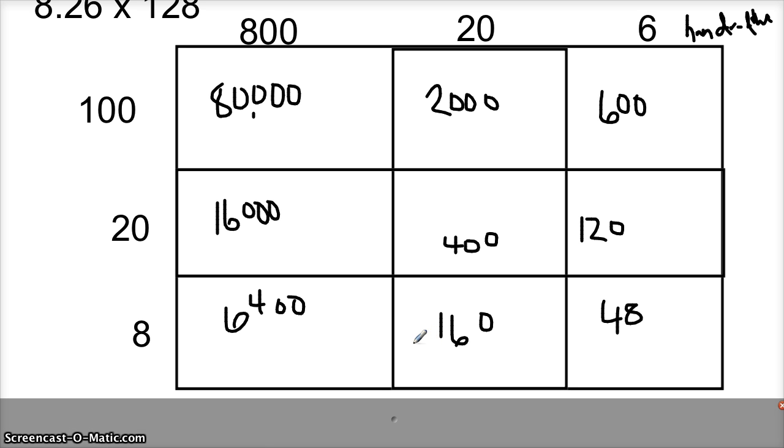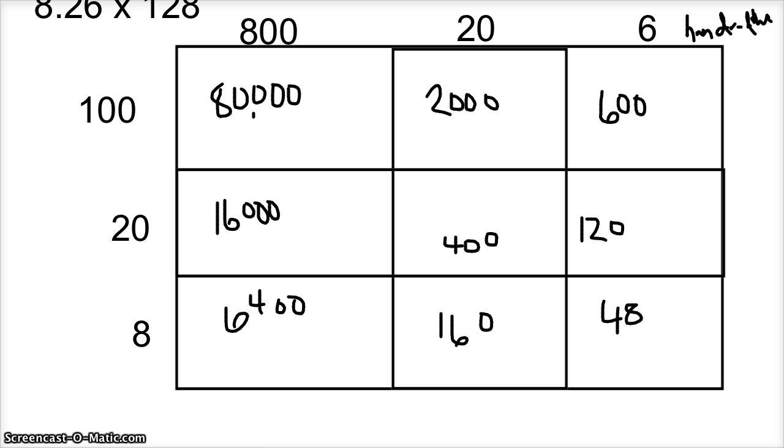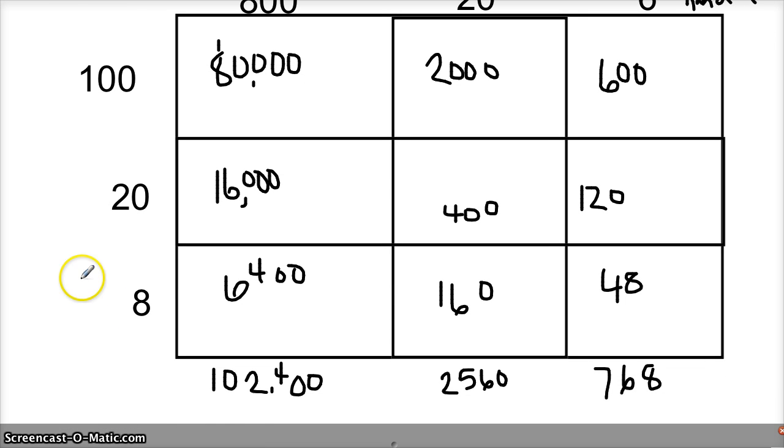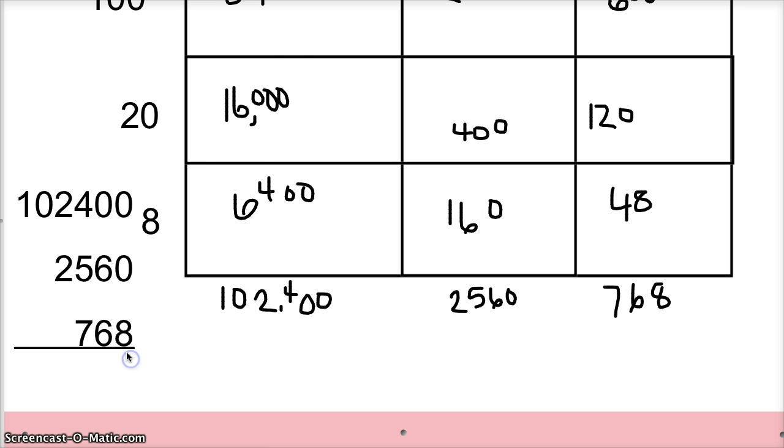Okay, here's what your table should look like. Double check that you have all the right zeros. Now the next thing is we're going to add up each column so that we only have to add up 3 numbers together. Okay, so you should have gotten 102,400, 2,560, and 768. So now I'm going to add all those numbers up to get our final answer. You do this on your own and pause the video.